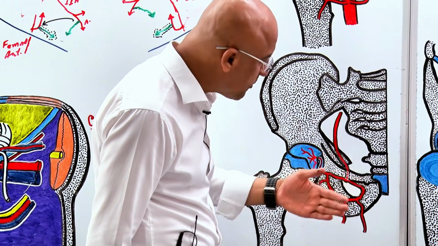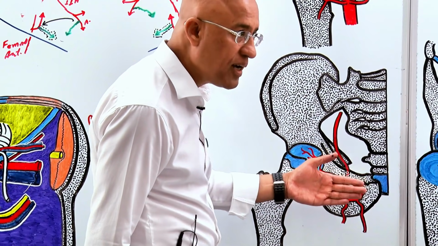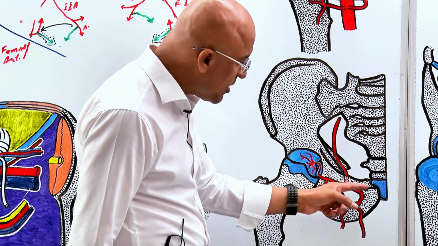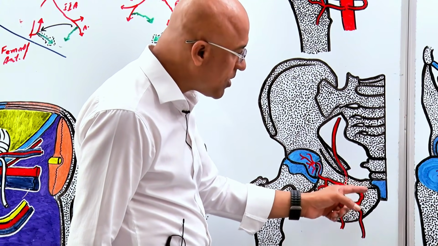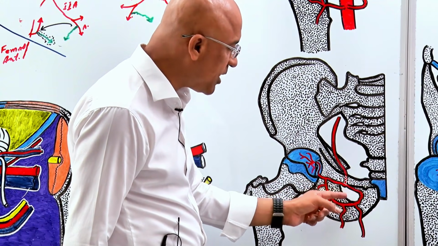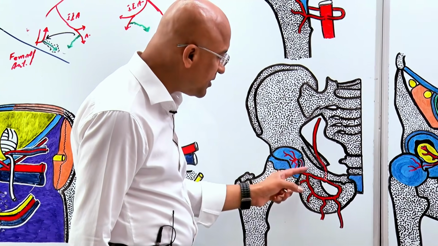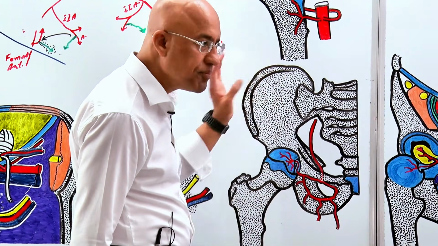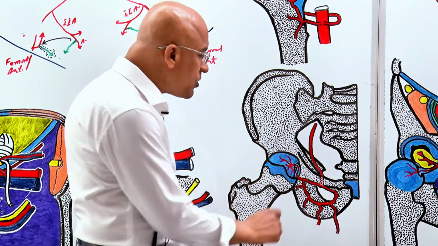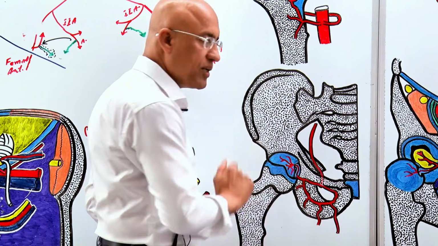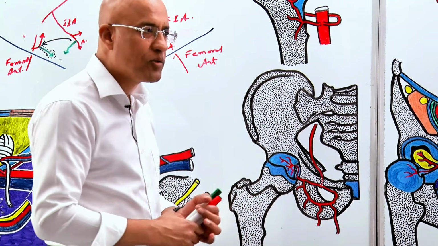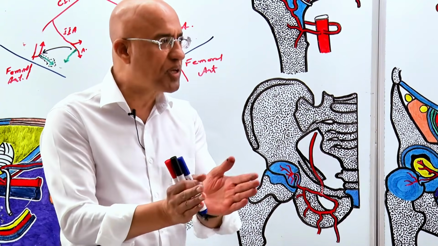Now we are looking from the front. We are looking at, what is this bone? Hip bone from the front. And this is, what is this? Pubic bone. This is superior ramus, inferior ramus. This is obturator foramen, and this is ischium, and here is ilium. Now, this artery comes out. As soon as it comes out, it gives two branches. One goes anteriorly, another goes posteriorly.